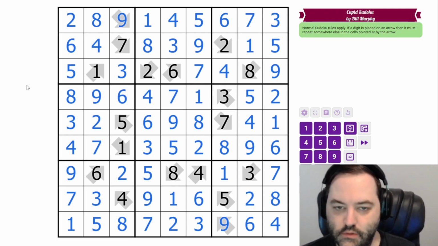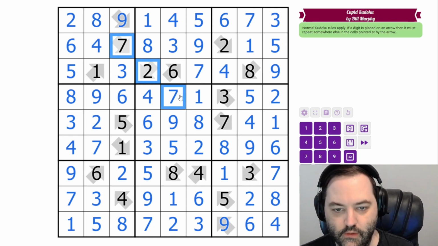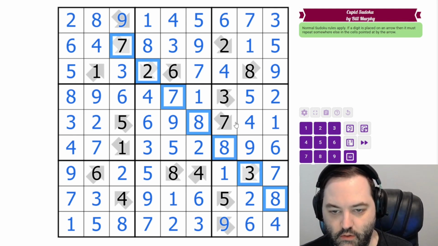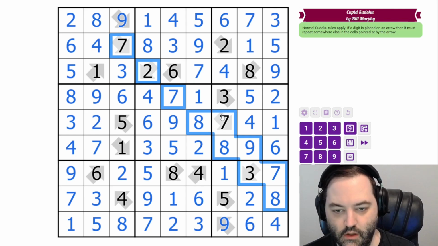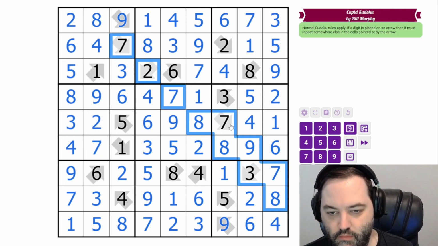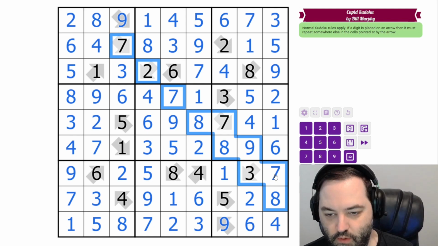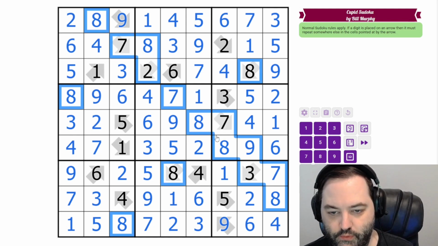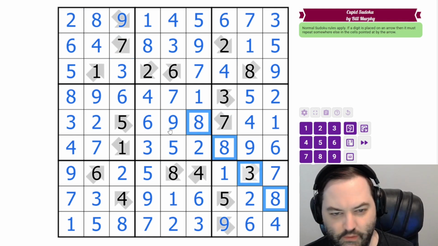So, very gentle introduction to Cupid Sudoku. Cupid Sudoku is a lot of fun. I really like this interaction with this long arrow and this shorter arrow. This digit must go here, and that rules 7 out of all of these cells. That's pretty powerful.